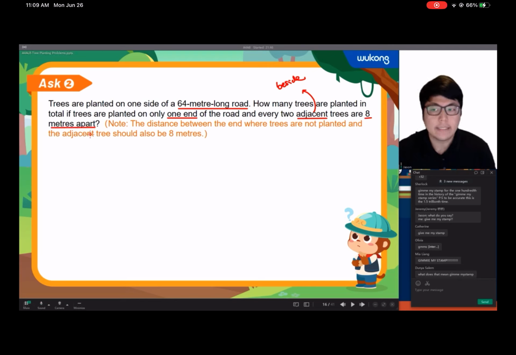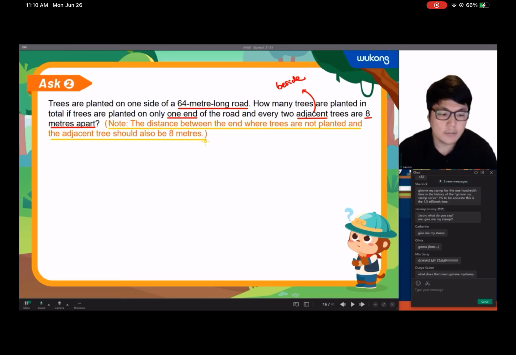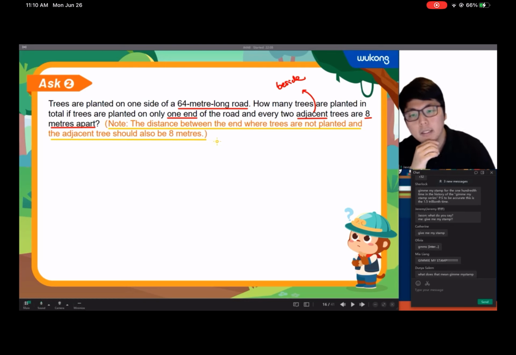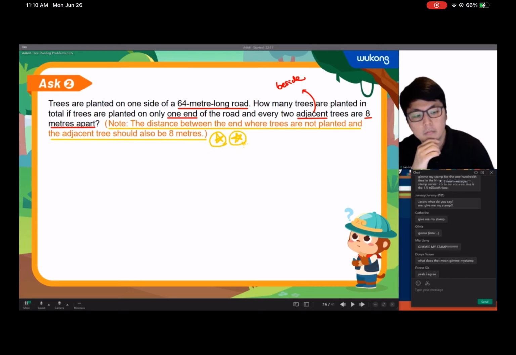Okay, okay. But here's my last question, guys. Now, if you read this note, nobody in any of my lessons actually correctly told me why this information is super important. So now, the distance between the end, where the trees are not planted on the road, and the adjacent tree should also be 8 meters. Guys, why do you think this information is super important? Let me know. Why is this line so important?